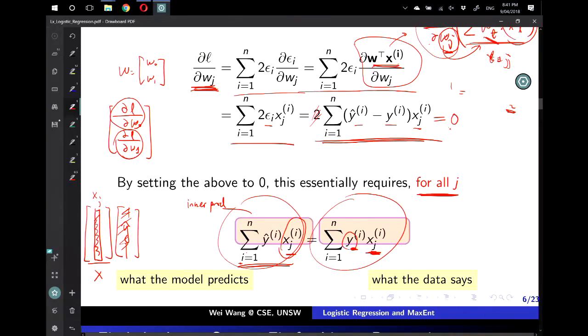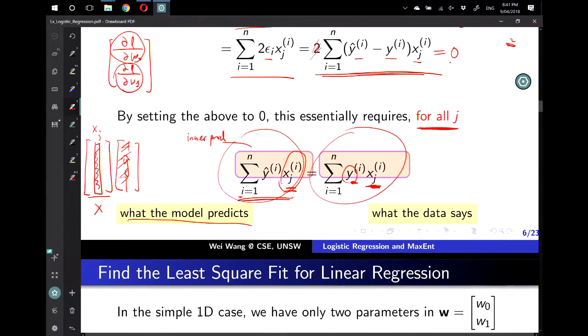So that's what I said. The model prediction, if you look at all the instances, is going to be a vector. And the vector dot product, or inner product, with any of the columns in your data matrix X should be the same as the real Y doing the inner product with the corresponding column of X. That's the constraint the model needs to satisfy. And once you satisfy these conditions, the corresponding W will be the optimal one.